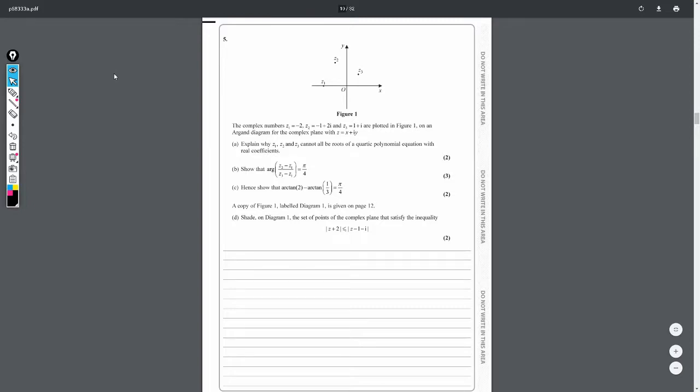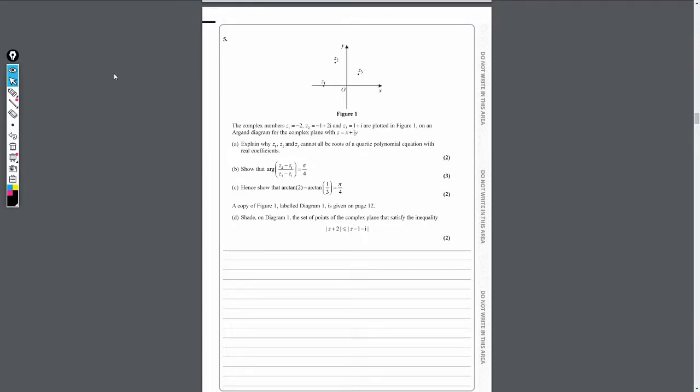Moving on to question 5 now, we have a question here dealing with complex numbers. So a few different parts to this question, so let's jump straight into part A. Part A gives us a bit of information. We're given a few complex numbers here, Z1, Z2 and Z3, and these are plotted in this Argand diagram above.